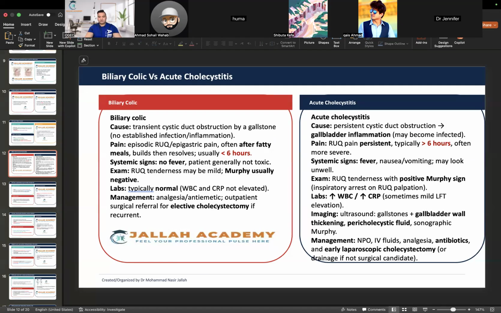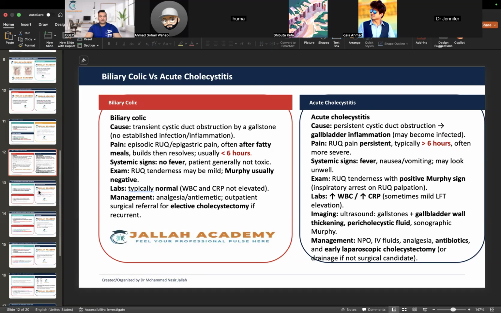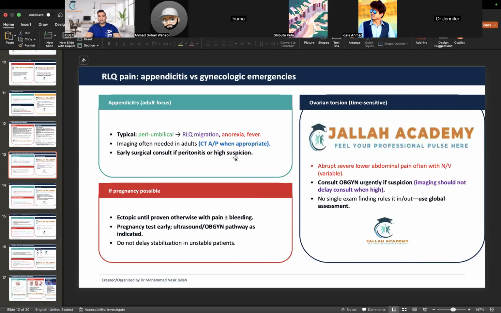We do the ultrasound. Good. Only the treatment is different between biliary colic and acute cholecystitis. So appendicitis, I don't think we should waste any time because it is very basic. Everybody knows it. Periumbilical area, then it migrates to the right lower quadrant, anorexia, fever.